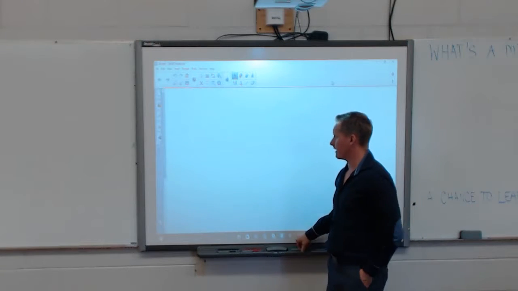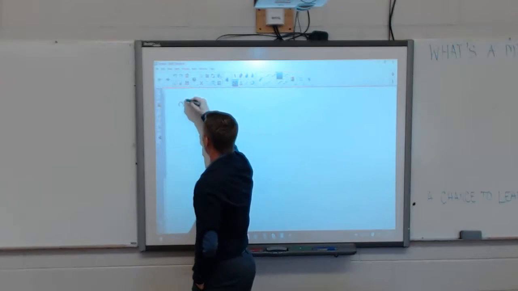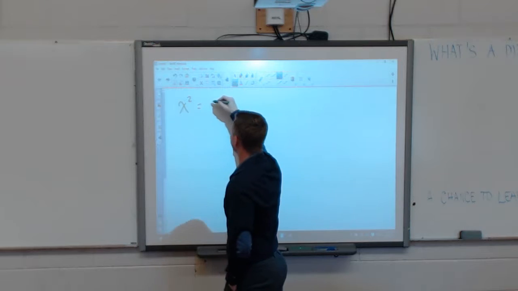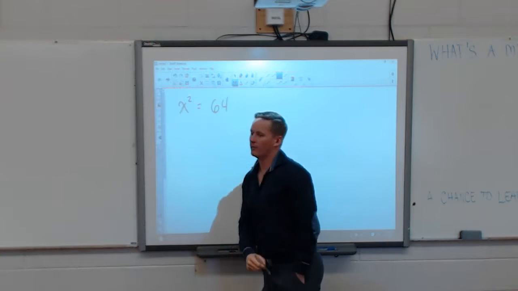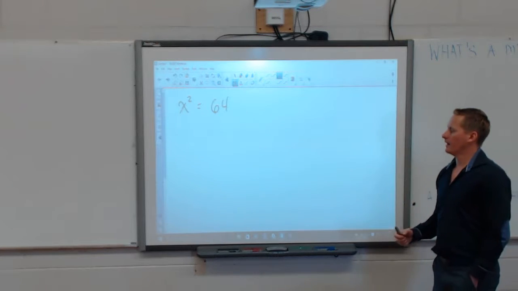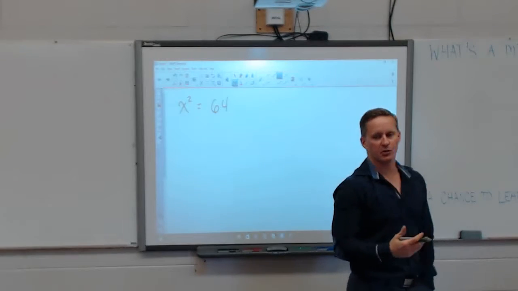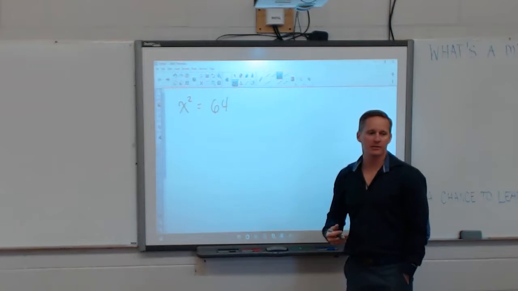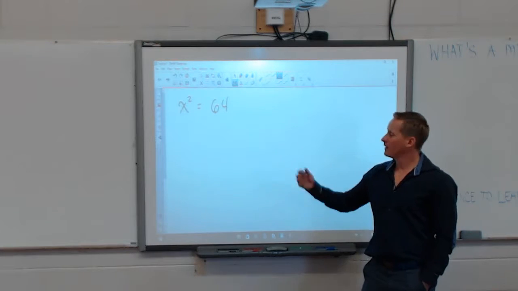Starting on that working example, because when I did this yesterday, I didn't explain it all that well, why you complete the square to do this. Well, this is why. Okay, so if you have a squared value and it equals 64, all right?